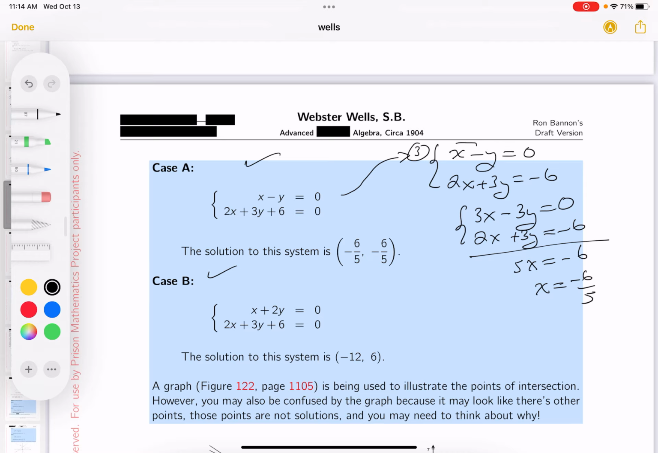How do you get the y? Plug it in here. Let me write that down for you. Minus 6/5 minus y equals 0. And that's pretty simple. What's y going to be equal to? y would equal minus 6/5. That's written over here. Let's do the next one.